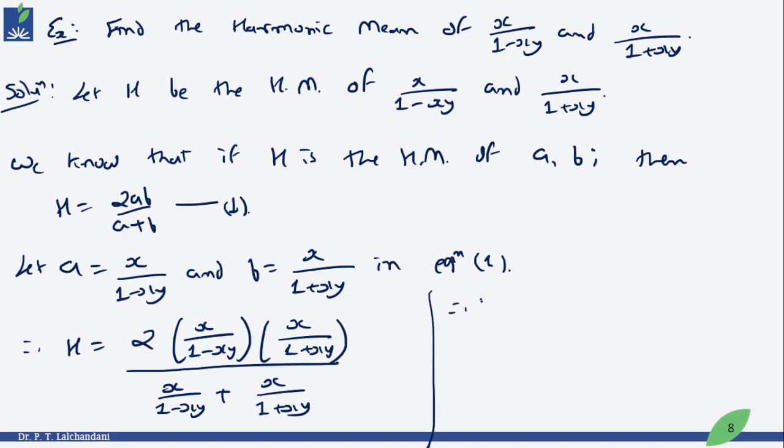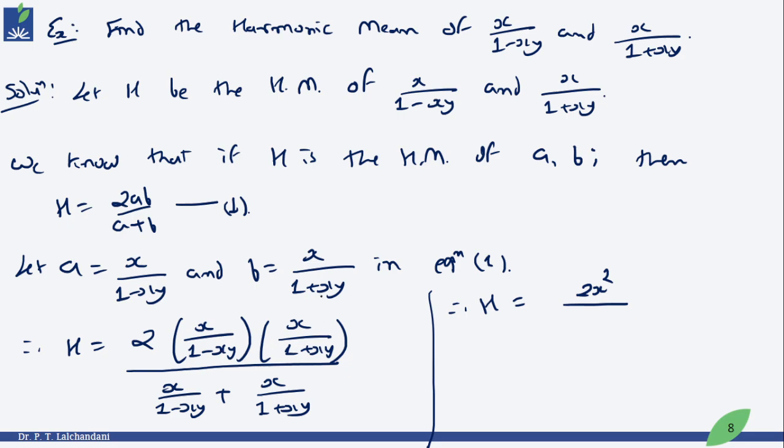So therefore, let us simplify. See this 2 into x, multiplying the numerators, we are getting 2 into x. It is simply 2x square divided by. Now see this term. This one is 1 minus xy multiplied with 1 plus xy.